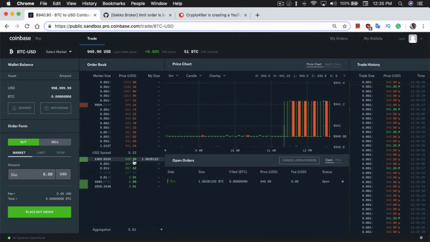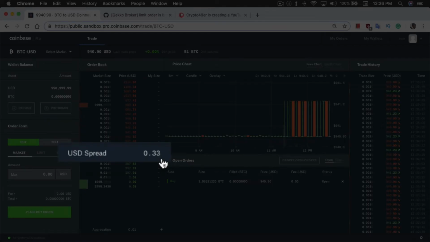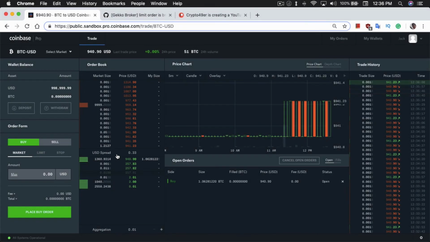right over here with all the other people that's trying to buy into this price point. That's great and all, but if you look at it closely, you can see that the USD spread is 0.33 cents, meaning you can actually stick this higher than the order book. So you can stick this all the way up to right below this, right below the ask price.